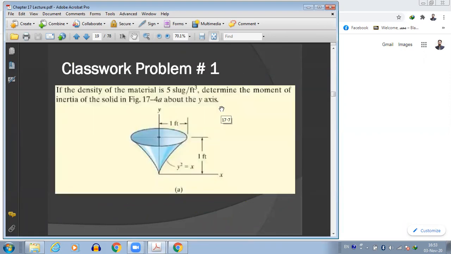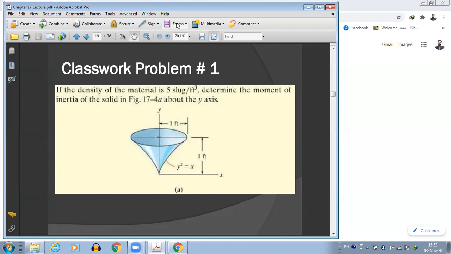Let's see a problem here. If the density of the material is 5 slug per feet cube, determine the moment of inertia of the solid about the y-axis. So you have this object.